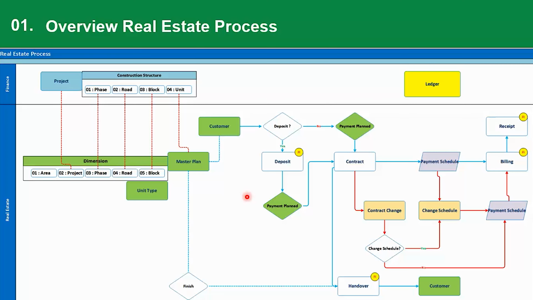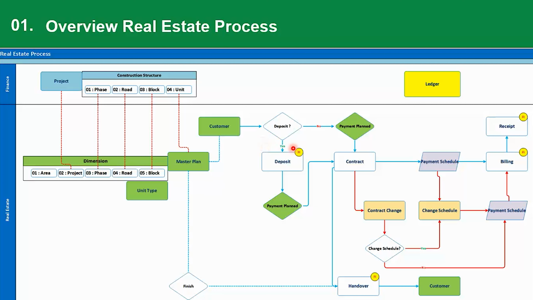We start from the information of the dimension that you can analyze from construction. Actually, if you don't do a construction structure, you also can analyze by your internal industry. And the information on master data that you need is customer information and the master plan, which we call the property unit.